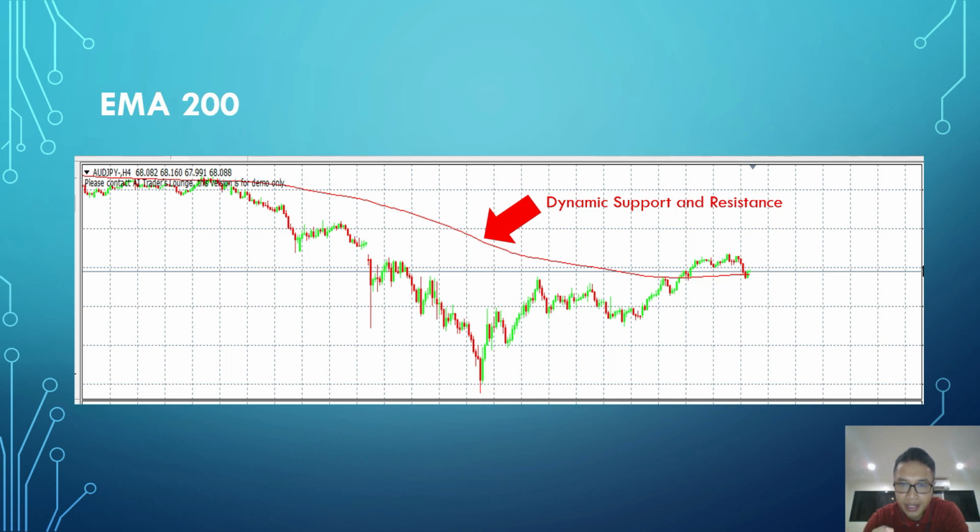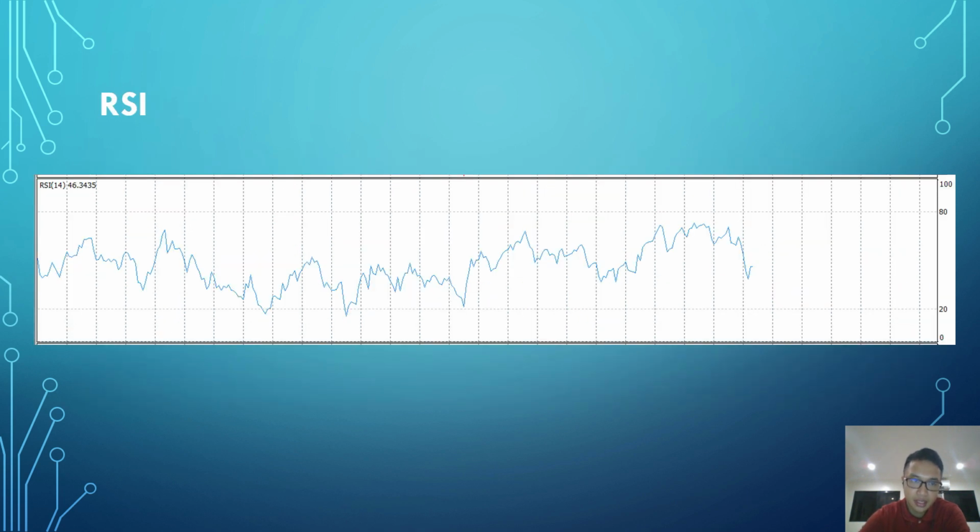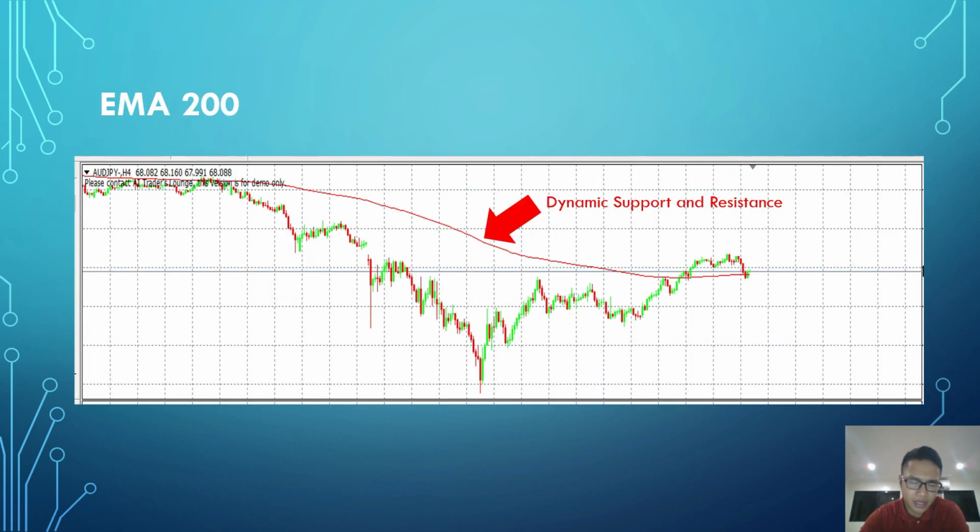So when the price is below the dynamic support and resistance, or EMA 200, it is actually in a downtrend. When the price breaks the EMA 200, it is a possible uptrend, but it is also possible that it could still go down. But basically, the robot identifies the trade through this indicator, EMA 200.